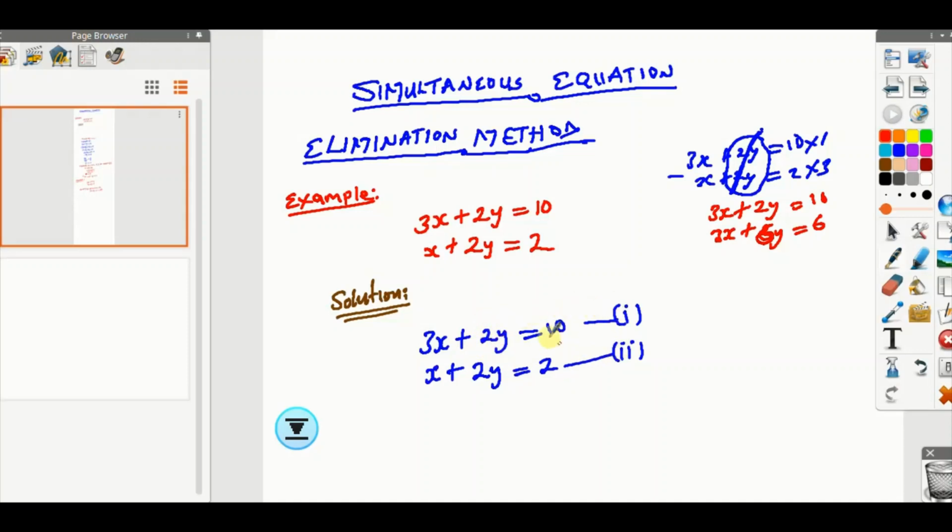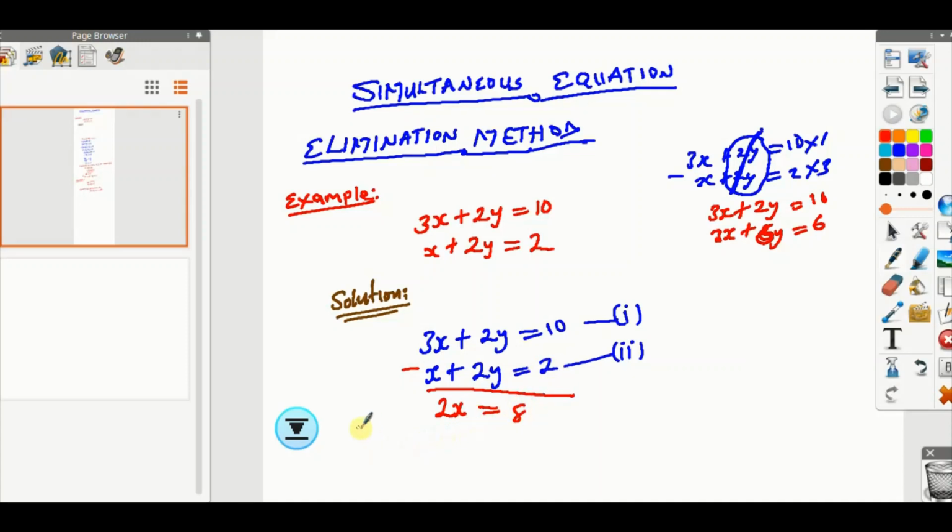Without even doing anything, we can cross out y from here because their coefficients are equal. By introducing the negative sign here, you can cross this one out. Now we have 3x minus x, we have 2x. Here we have 2y minus 2y, it should become 0, so that one is crossed out. Now we have 10 minus 2, which is 8, right?